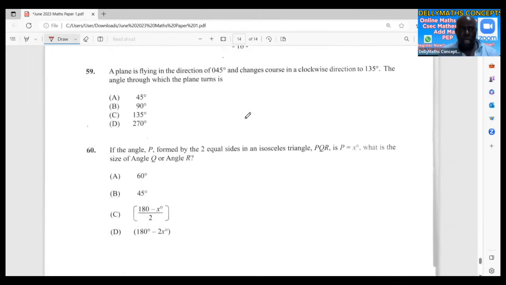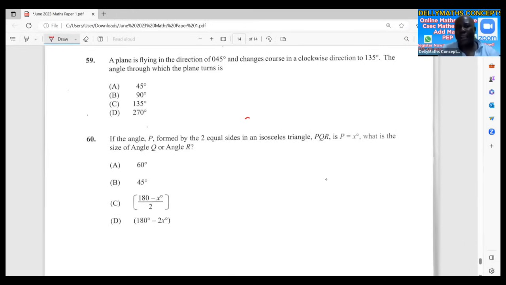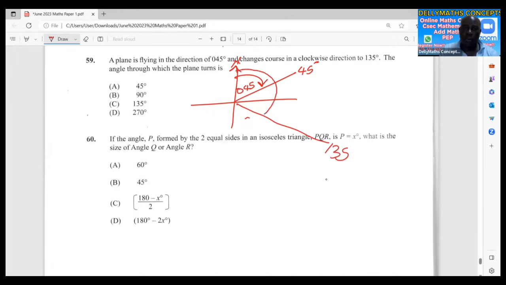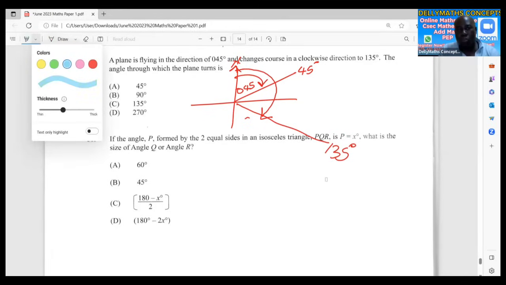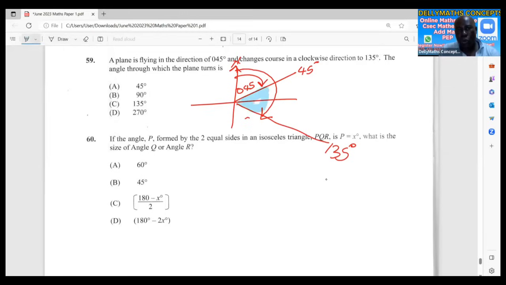59. A plane is flying in the direction of 45 degrees. Right? And it changes its course clockwise to the direction 135. So the plane is now going this way. Which means that the angle of turn must be coming from north all the way around to here. Now the question is asking for the angle to which the aircraft would have turned, which would have been this movement from where the 45 is to where this is. This is the turn that we got in blue.